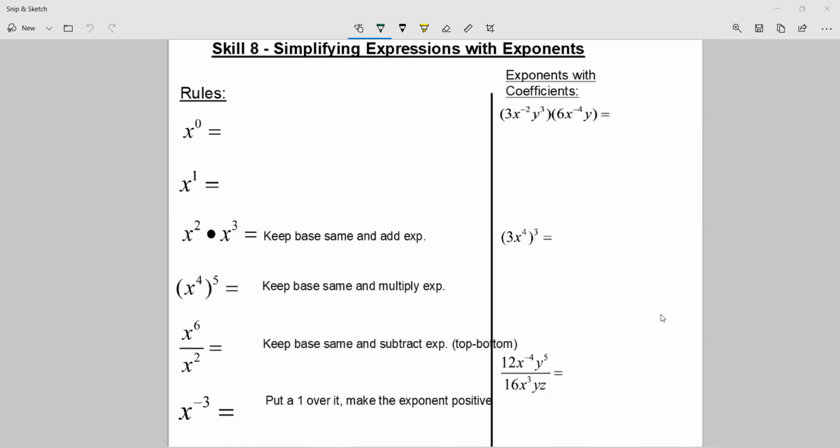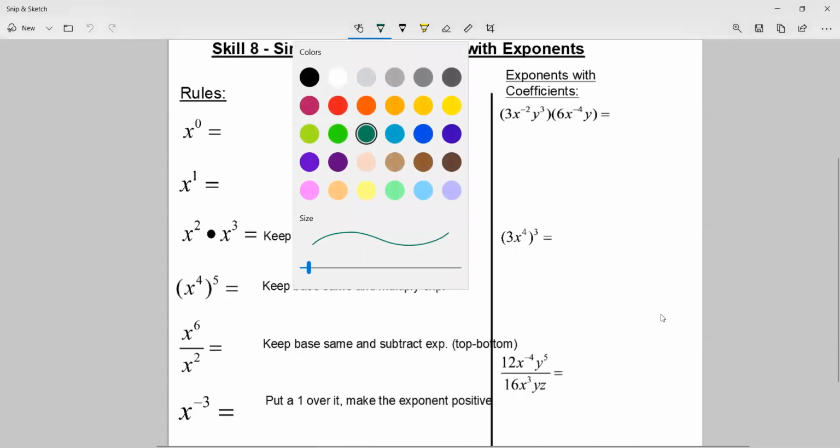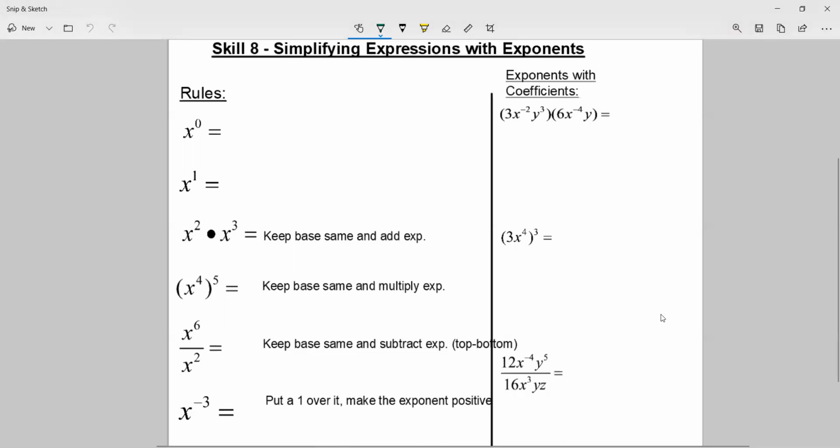This is the second half of page 16, I believe, in your skill notes. It says skill 8 at the top. It's the page where we did the basic exponent rules a long time ago on this side. These should already be in your notes. I'm just reminding you here, we did these. The next page has actual skill 8 on it.